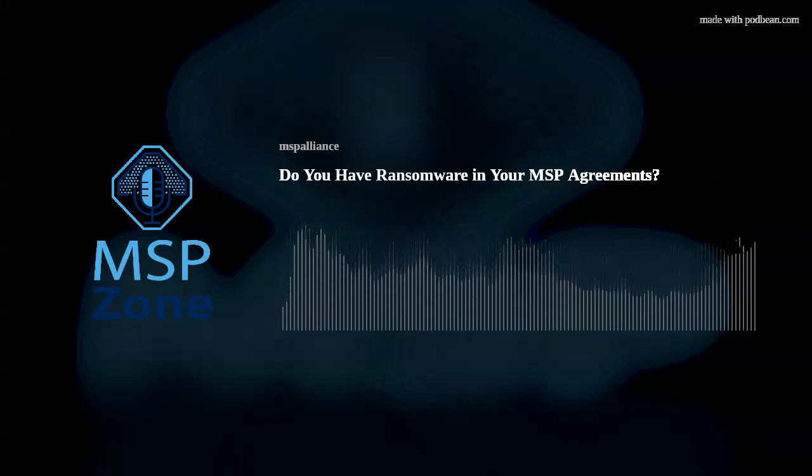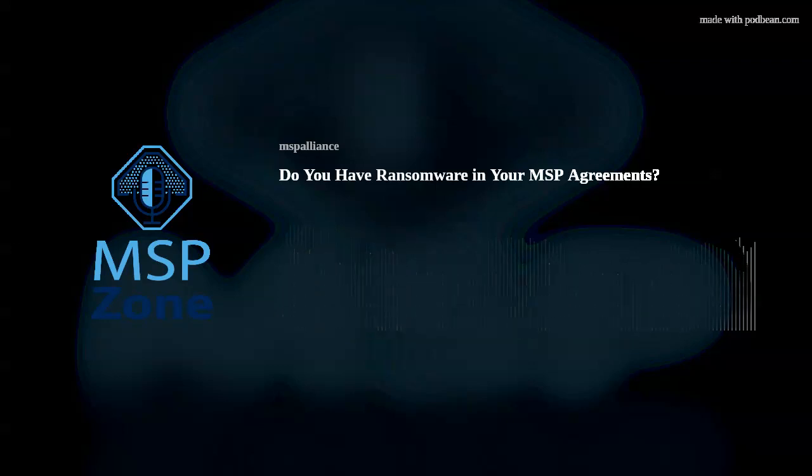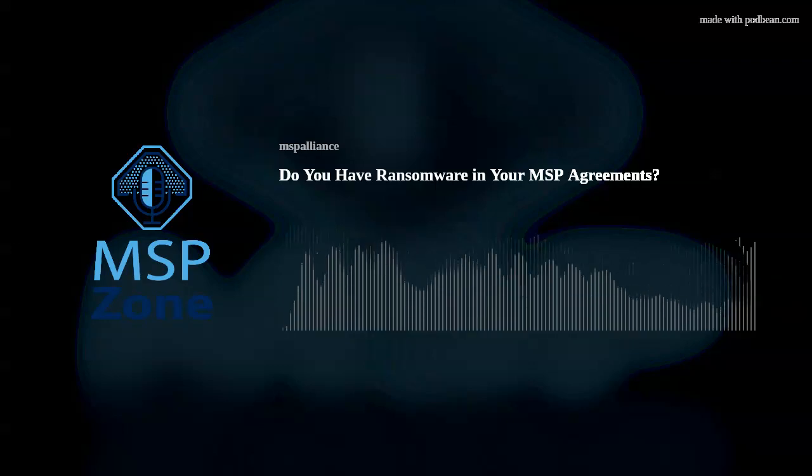And this is not necessarily the MSP's fault in this scenario, correct? Correct. I mean, these are criminal acts of third parties, right? When you're talking about ransomware.